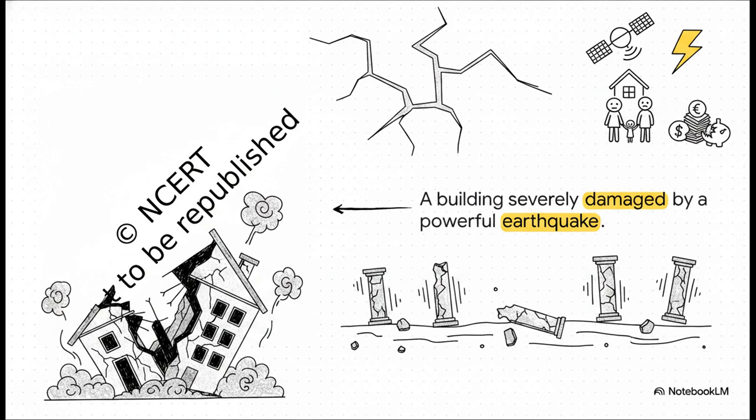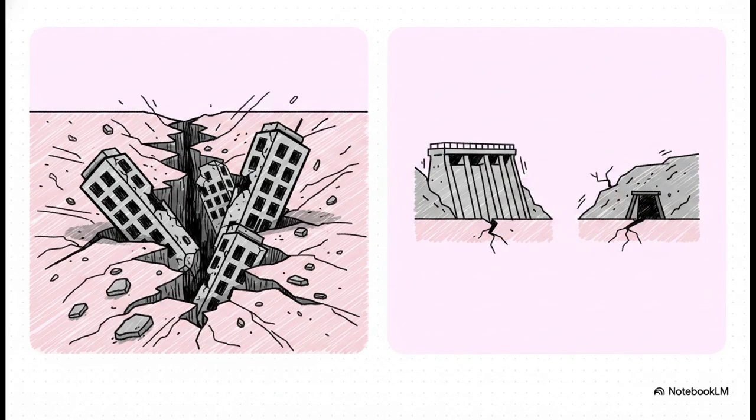Unlike a cyclone, where we can literally track it with satellites for days and evacuate, an earthquake strikes with absolutely zero warning. In a matter of seconds, it leaves behind massive structural damage, crushing economic loss, and just immense human suffering. But it's important to note that not all earthquakes are created equal. The origin really matters here.